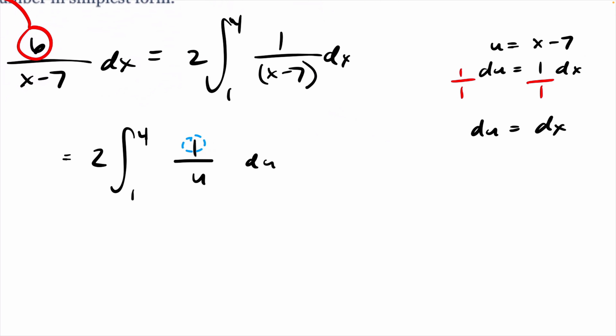What's the antiderivative of 1 over x or 1 over u? Natural log. That's where natural log comes in. Yep. So you have 2 times the natural log of u, and then we have to evaluate that from 4 to 1.